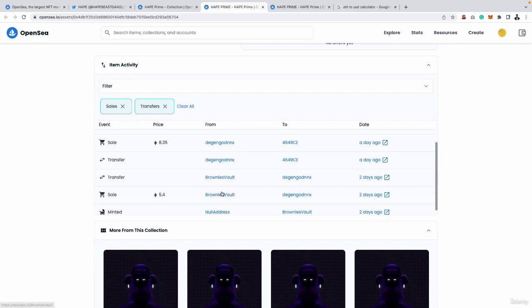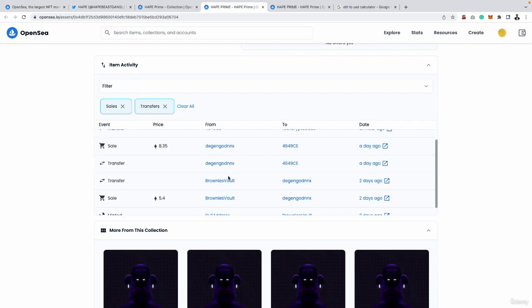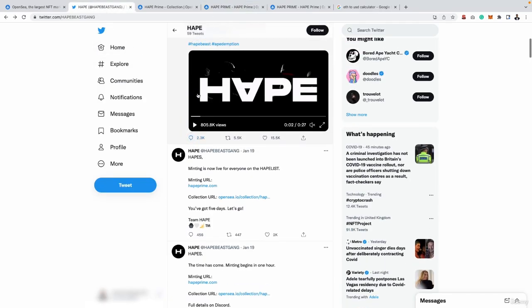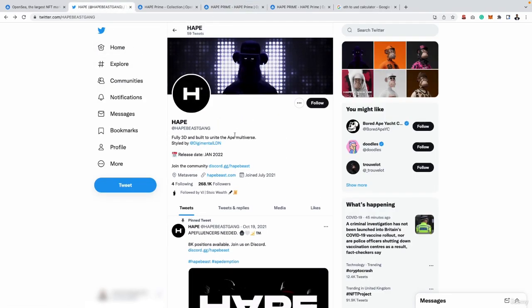And you can actually see further up, this person, Brownie's Vault, they've actually sold it to this person called Dijon God NX, and they've just sold it 1 day ago for 8.35. So the price keeps going up and up and up. And the reason why the price keeps going up and why it's worth so much money is because this project in particular has done really well. And it's got so much hype around it that people are willing to spend lots of money securing these NFTs.